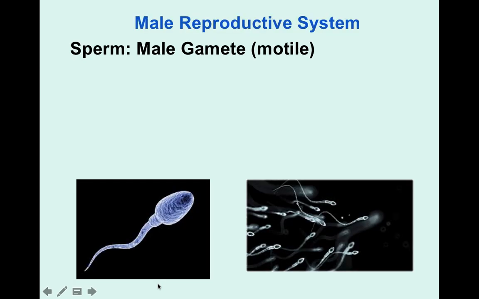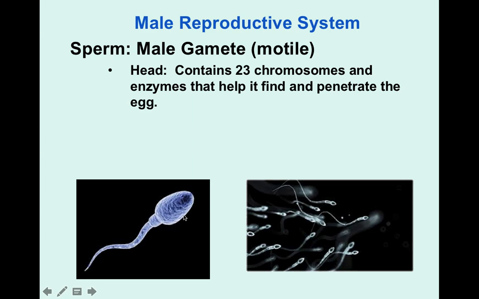So when we start learning about male reproductive, I think it's important to talk about the gamete that men have, which is the sperm cell. It's known as a motile cell. It is able to move. It's mobile or motile. So there are two components to the sperm cell that are notable.